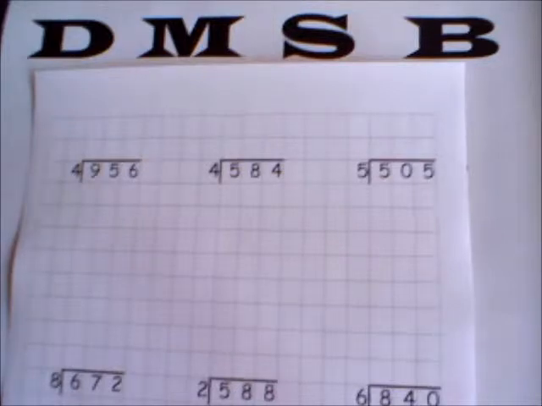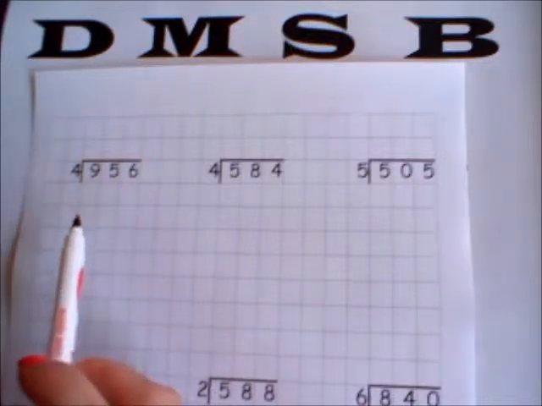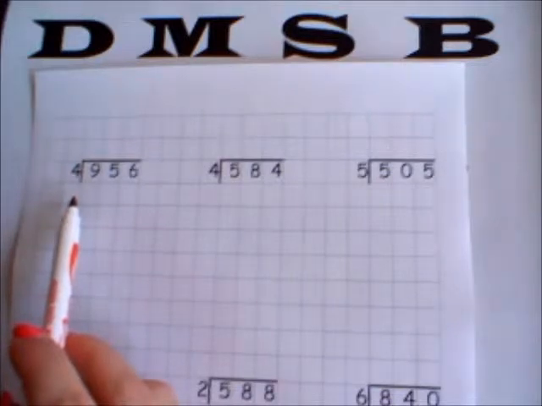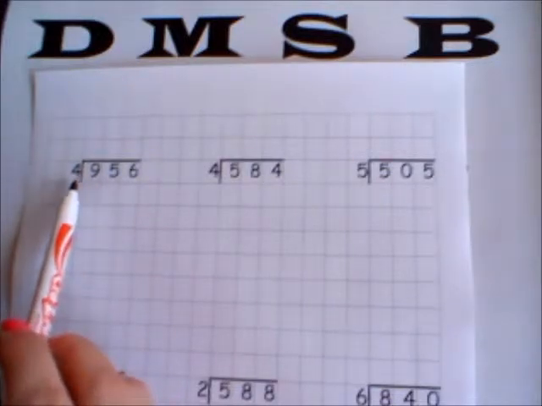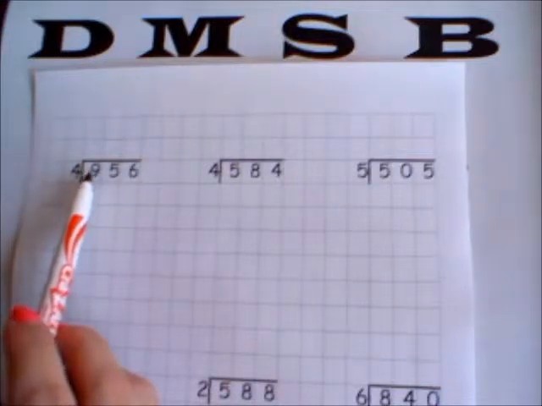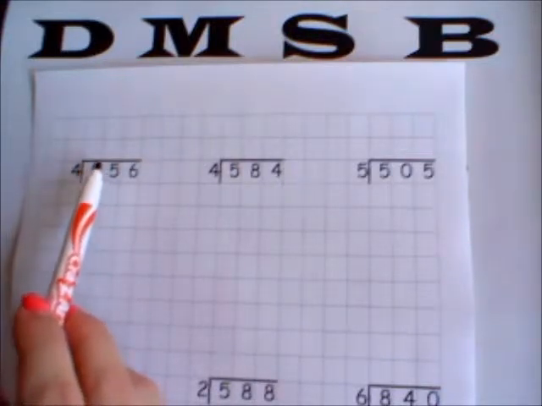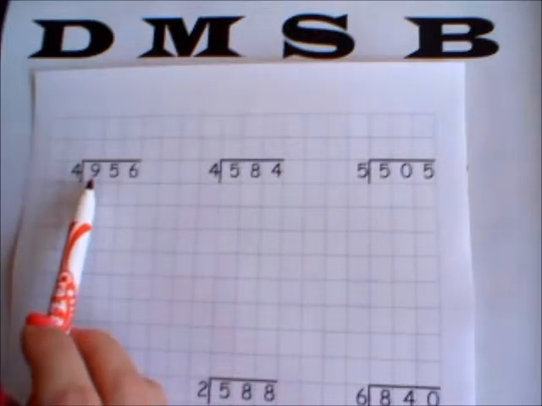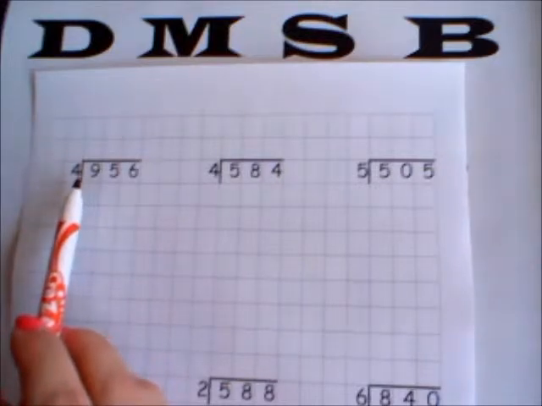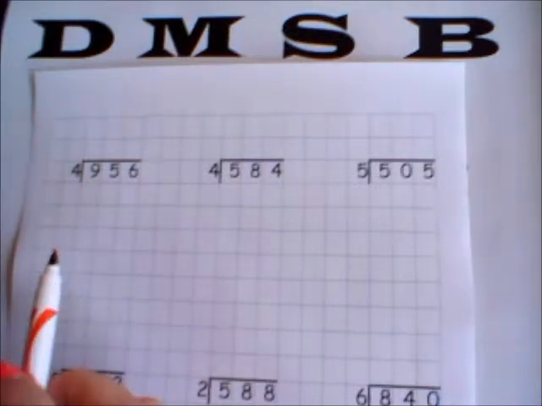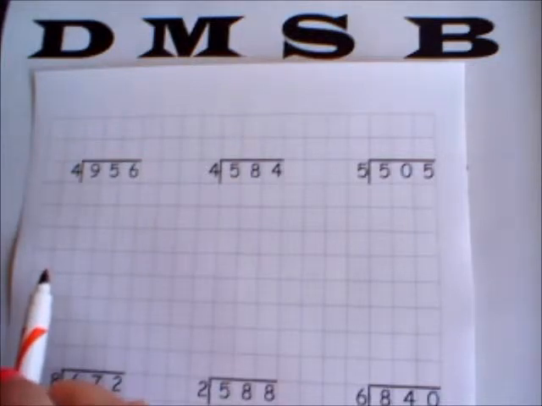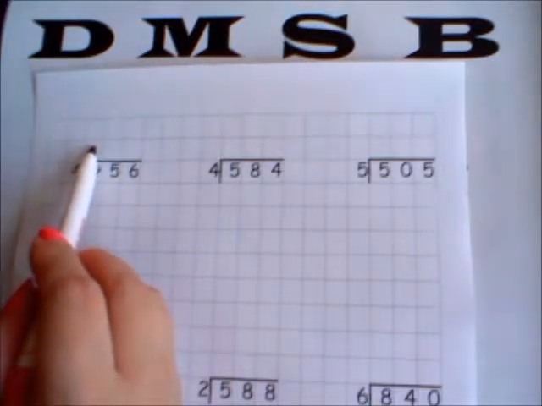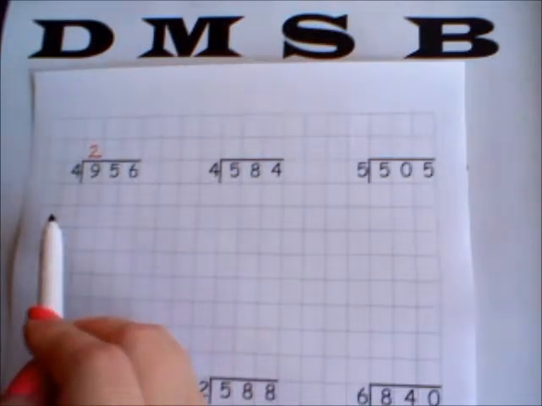Okay, so for instance, when I look at this first problem, which is 956 divided by 4, I am going to ask myself how many times 4 can go into the first number right here. Okay, in this case, 4 does go into 9. How many times does 4 go into 9? 4 goes into 9 2 times, right? Because 2 times 4 is 8. Okay, so that's the first step. We just did our divide step. All right, so 4 goes into 9 2 times.